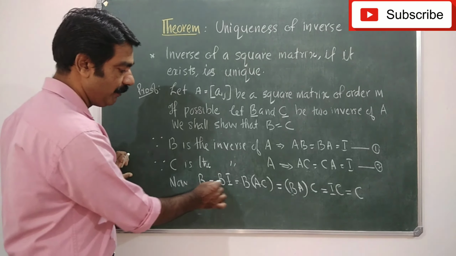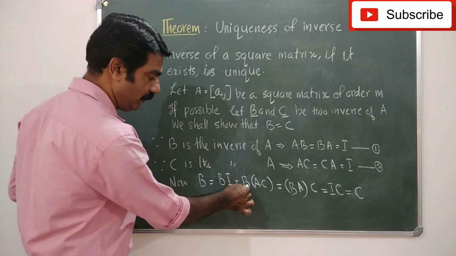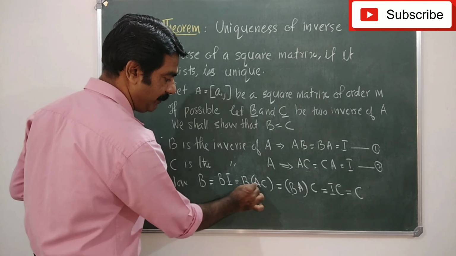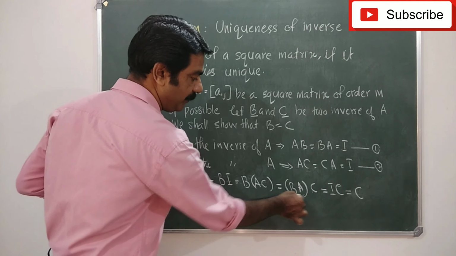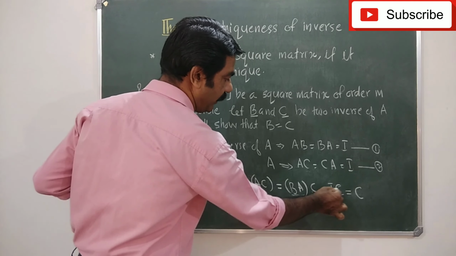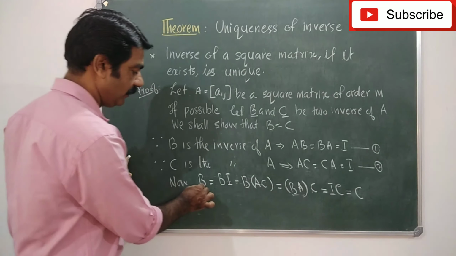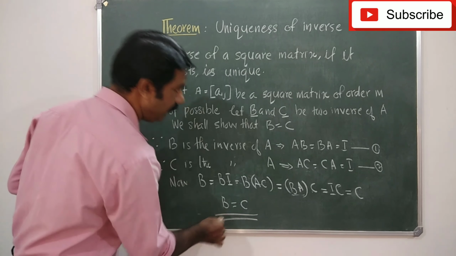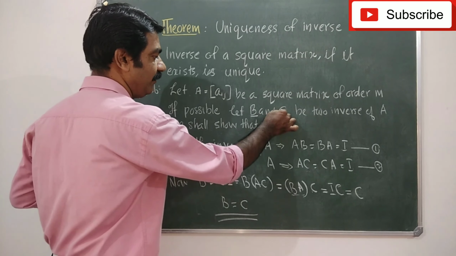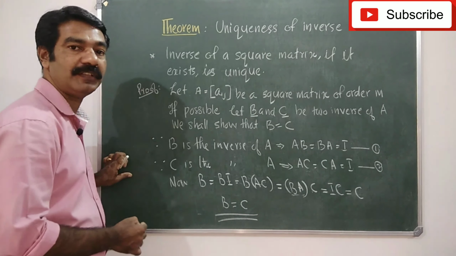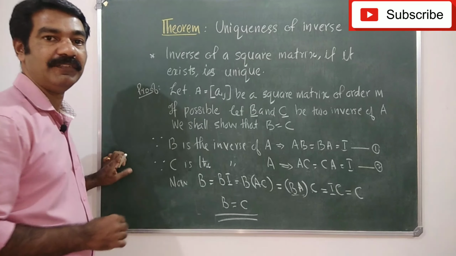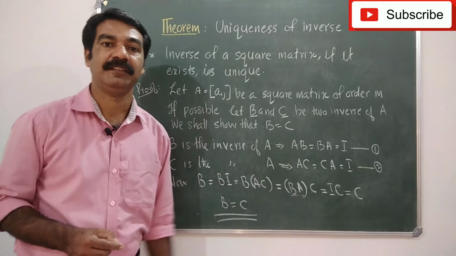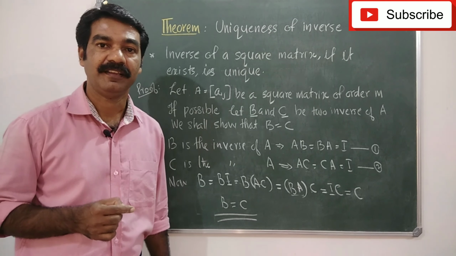See, B is equal to B into I, that is equal to B into AC. That we can write BA into C. But BA is equal to I, so I into C is equal to C. So what we got? B is equal to C. That means if B and C are two inverses, we prove that B is equal to C. That means only one inverse. So a square matrix has only one inverse if it exists. There is no chance of more than one inverse.